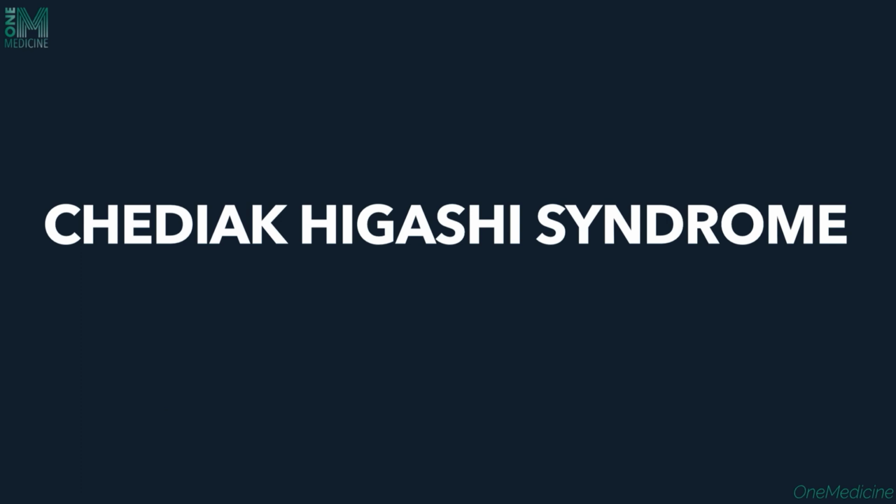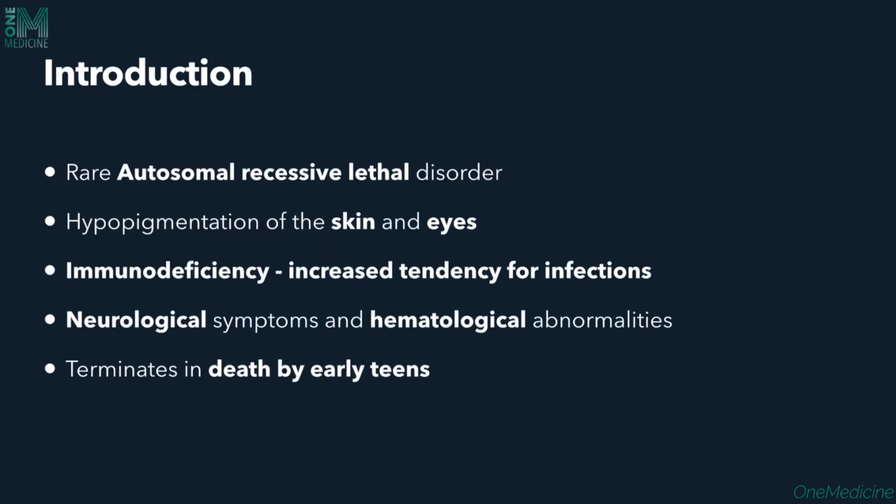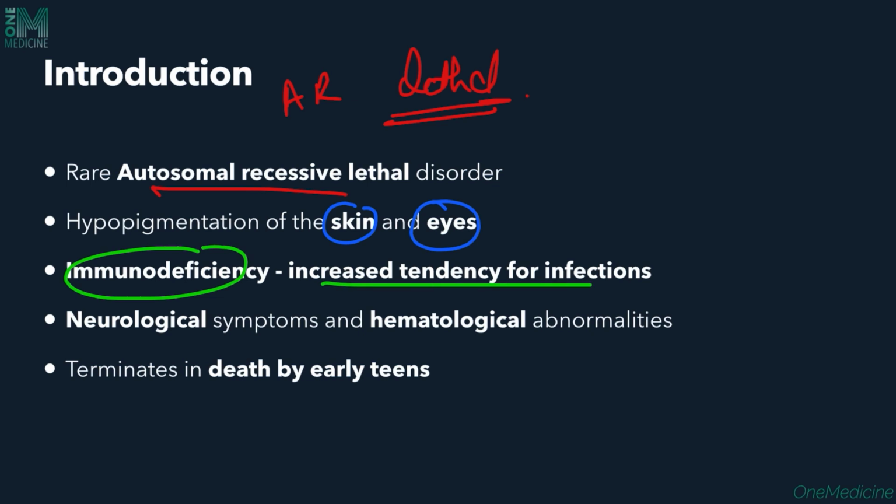Then you have another syndrome called Chediak Higashi syndrome. It is an autosomal recessive condition, a lethal disorder. It can be dangerous. It can be fatal. There is hyperpigmentation of the skin and eyes. Then there is immunodeficiency, which causes recurrent infections. Then there is neurological abnormality, and then there is hematological abnormality. And death is seen by teenage.